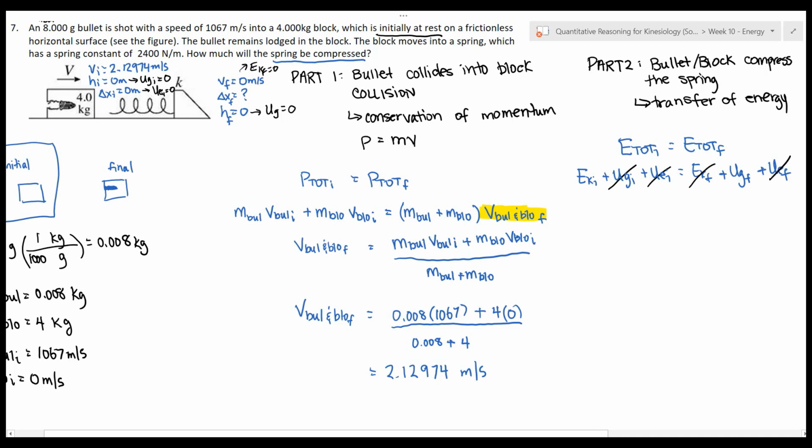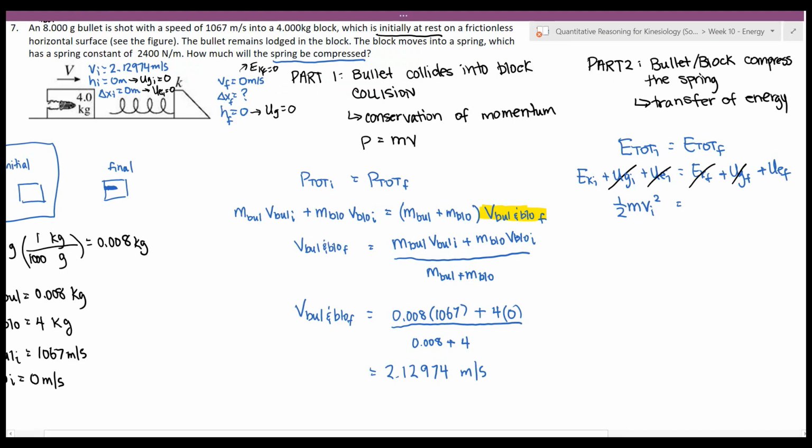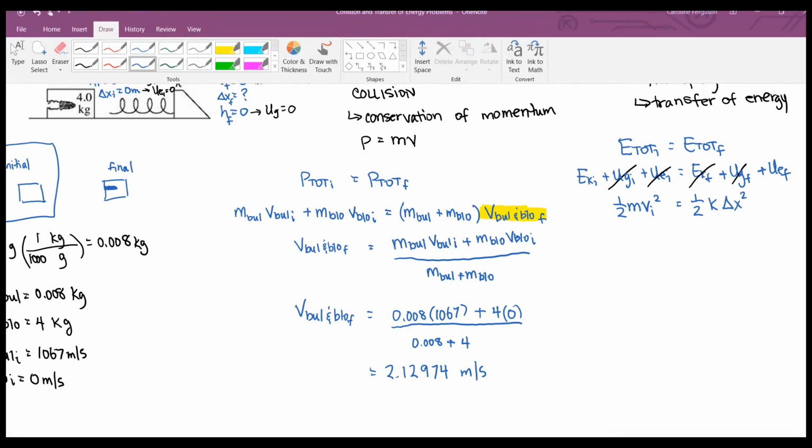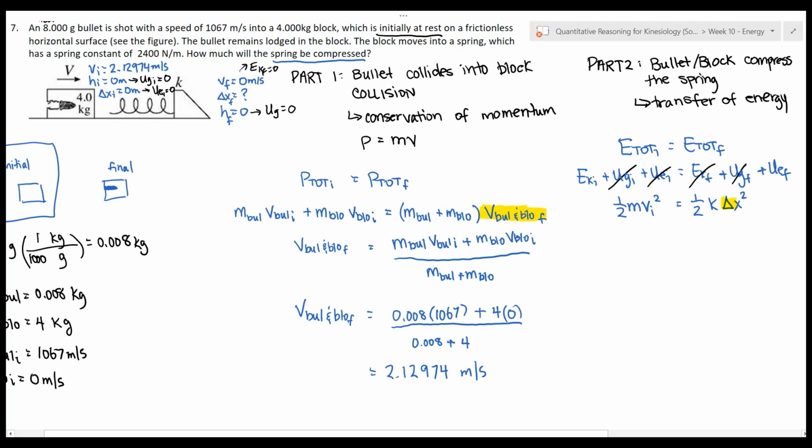EK initial, the formula for kinetic energy is 1/2 mv initial squared equals UG final. Oh, I think I must have crossed off the wrong one. It was UG, that is 0, so I should cross off UG. So I'm left with UE final, elastic potential energy, 1/2 k delta x squared. What is it that I'm looking for in this question? It's the delta x.